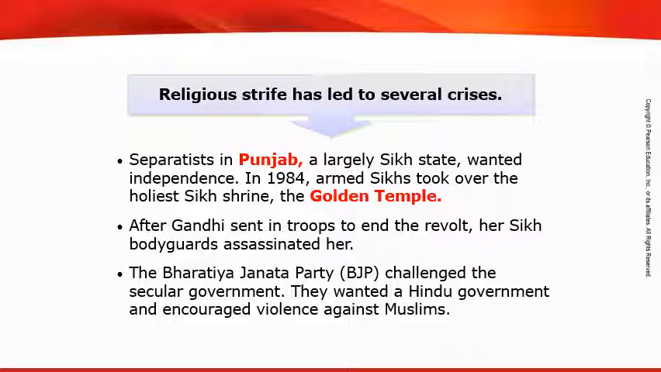Out of these circumstances, the BJP, which is the current political party holding the government in India, emerged under the banner of secular government, but in disguise they were extremist Hindus who wanted a Hindu government, and they encouraged violence particularly against the Muslims. They wanted to establish Hindu dominance all over India. So that was the point that we discussed last week. Moving on to the next point.